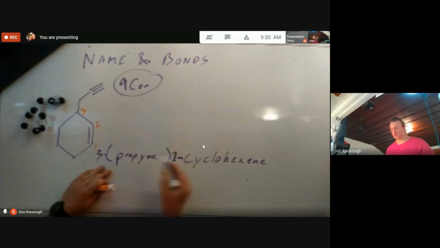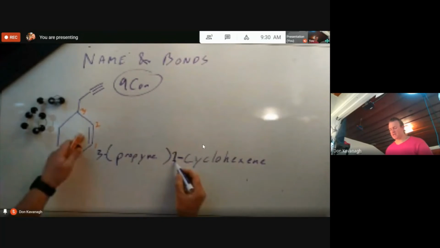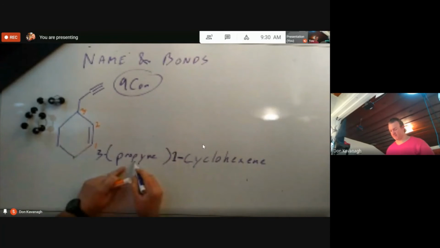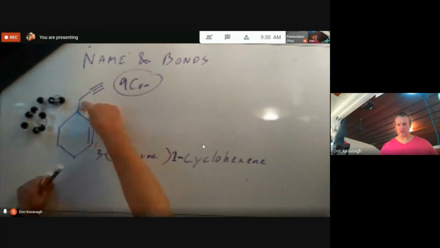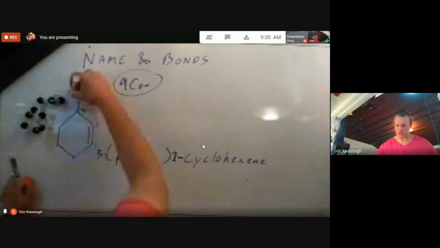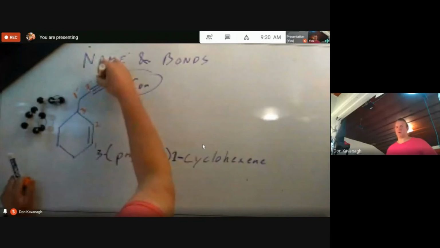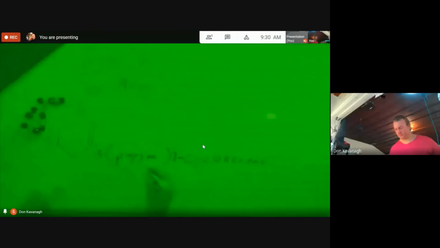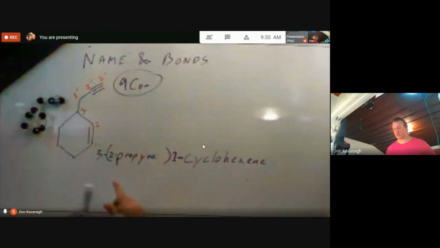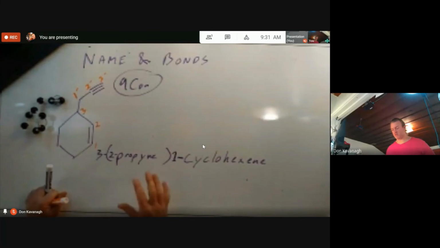We gave a location of this double bond. We need a location of this triple bond. In counting the substituents, we count closest to the most interesting thing. So this is 1, 2, 3. So this triple bond is on the 2. This is a mouthful here: 3-(2-propynyl)-1-cyclohexene. That is a good name for this compound right here.